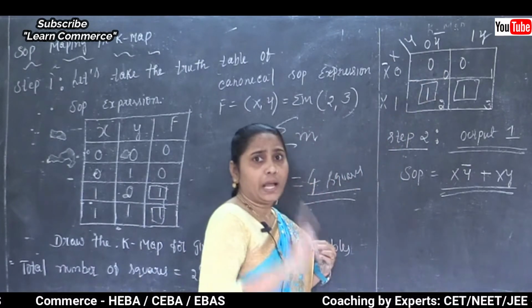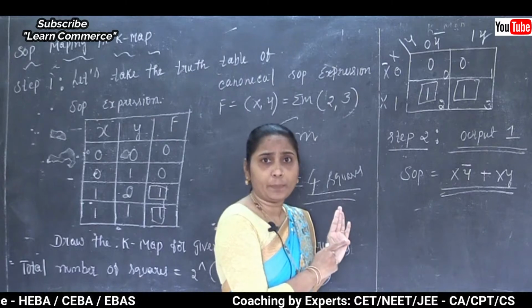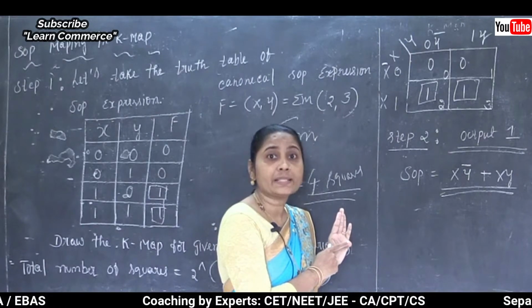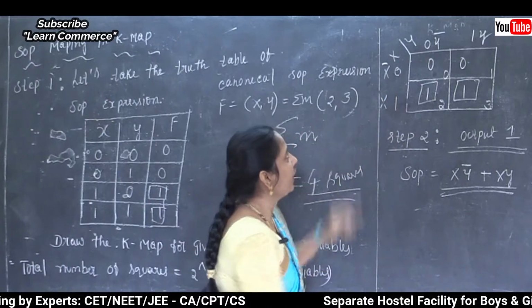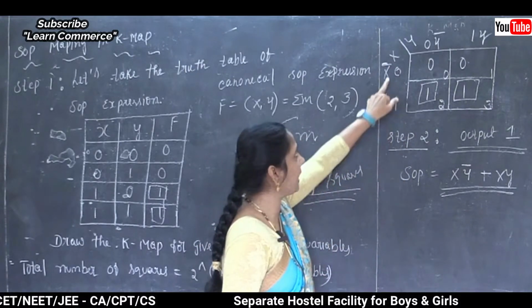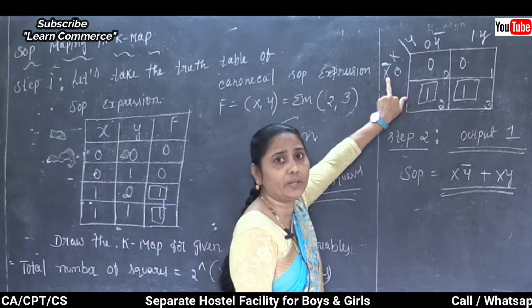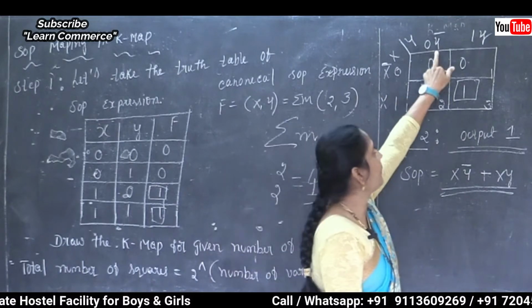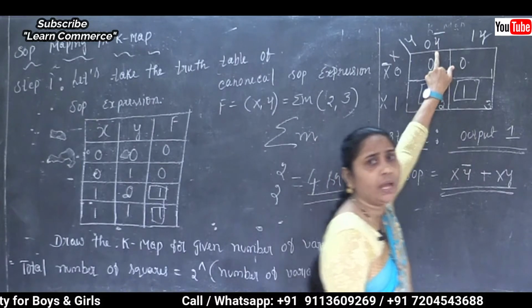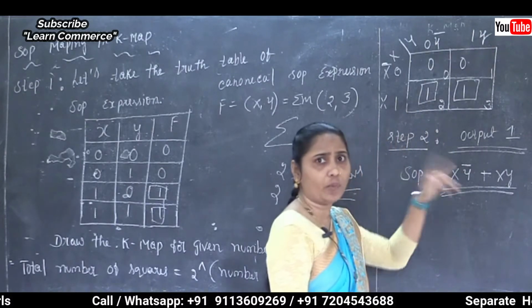And we know that for SOP, for a variable with value 0, take its complement. Correct? So x bar. So now 0 is there, so how am I going to take the complement of x? For 1, just x. And the upper side also, complement of y, and next y, where the 0, 1 value is there.